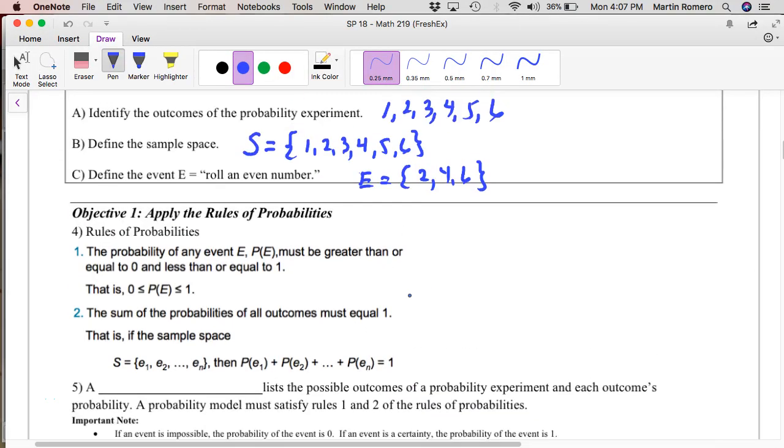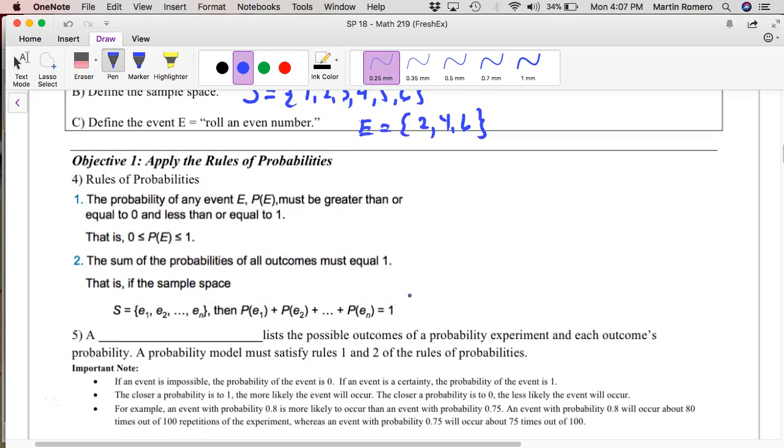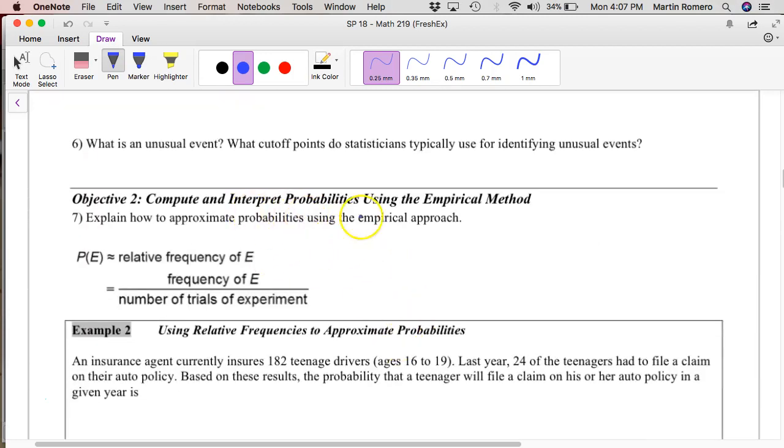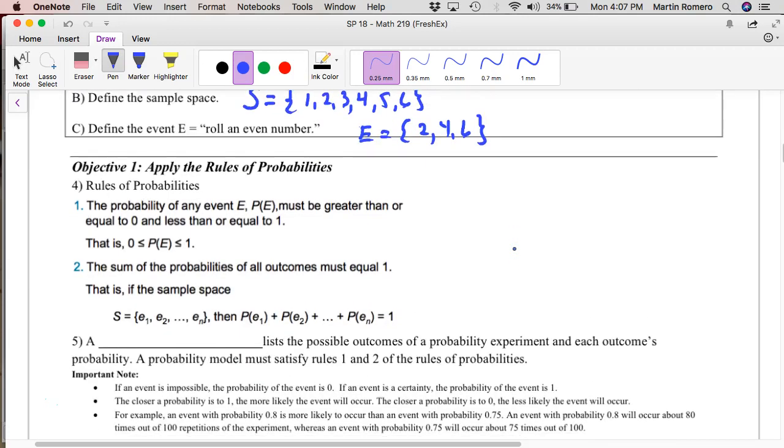This is continuing chapter 5.1. We're going to look at two objectives. Objective 1, applying the rules of probabilities, and 2, compute and interpret probabilities using the empirical method. So that's where we're going to go next.